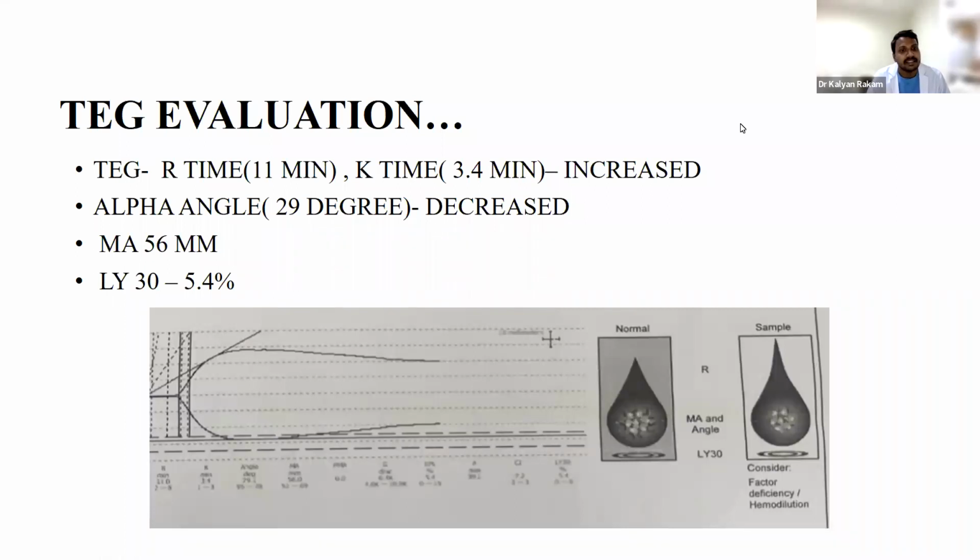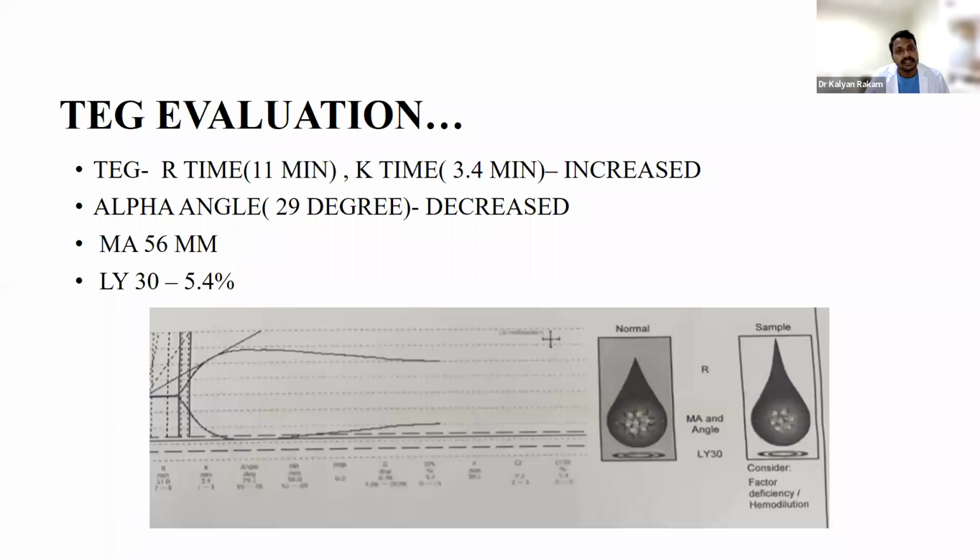We get a graph like this. It has multiple components: R time, K time, angle, maximum amplitude, and lysis 30. In fact, this TEG represents the coagulation dynamics plotted as a graph. The R time usually is around 11 minutes, and K time is around 3 to 4 minutes.